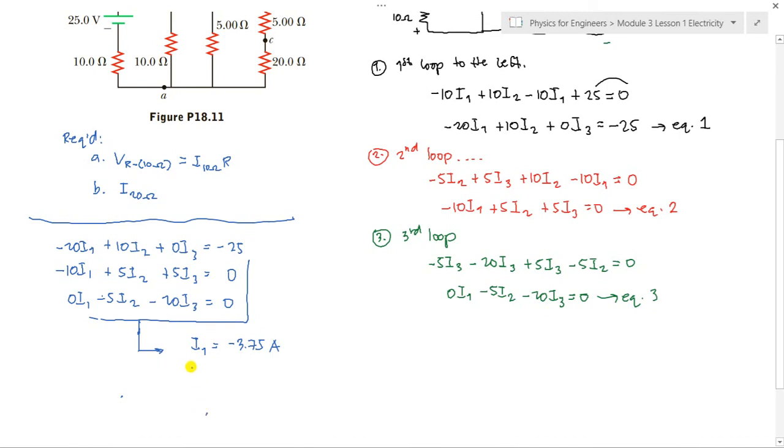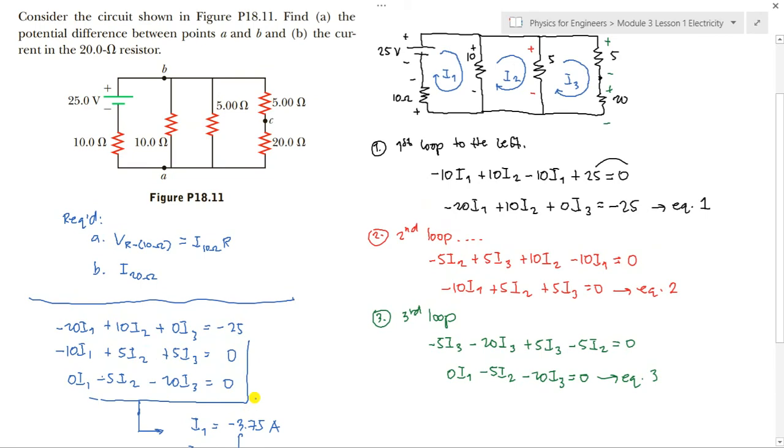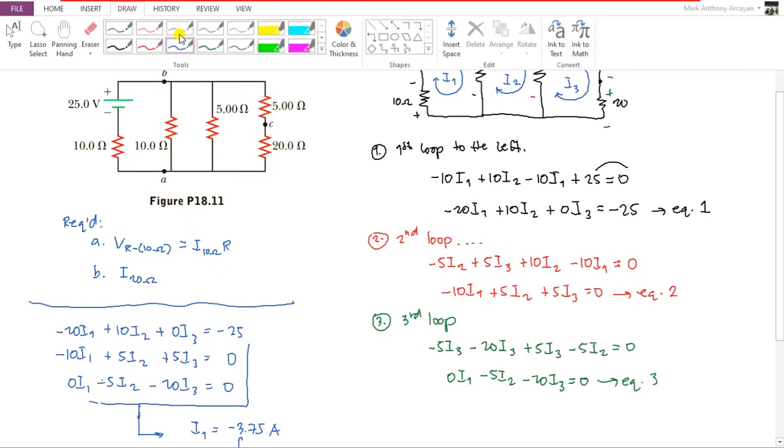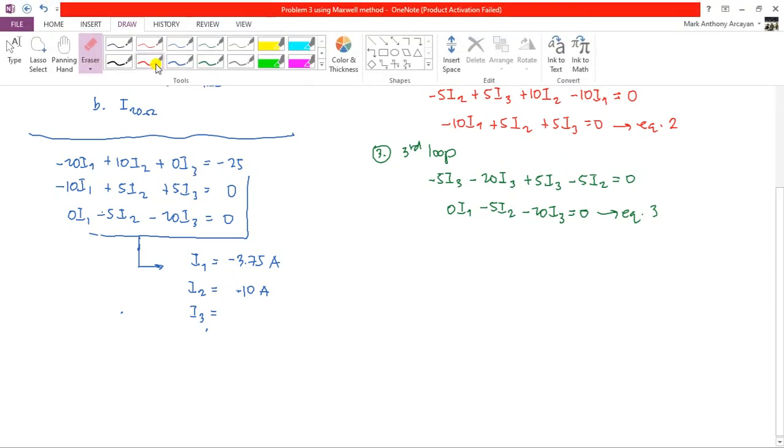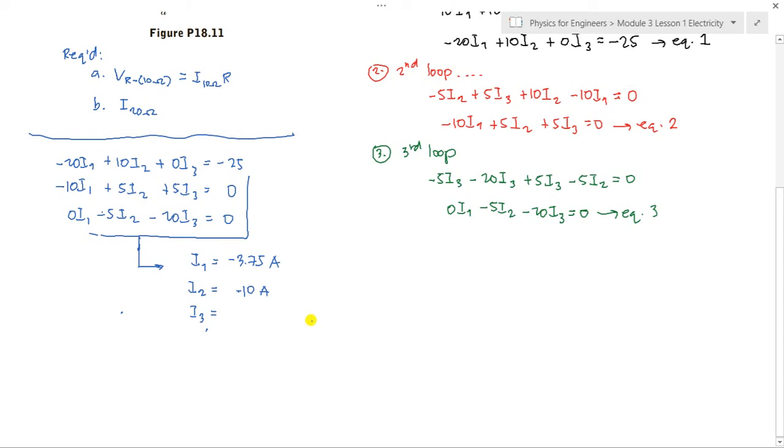So for I2, that is equal to negative 10. So again, it is opposite. Then for I3 we have 5 halves, that is 2.5. So I3 was the correct assumption. So for I3 that is 2.5 amperes.